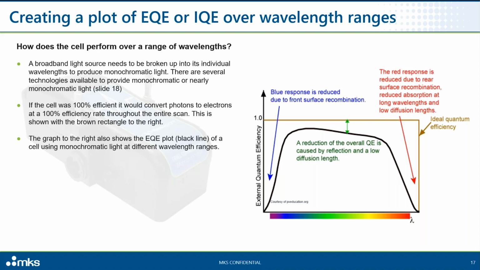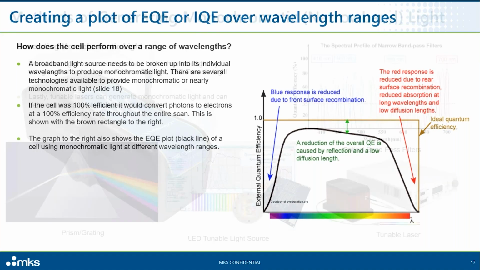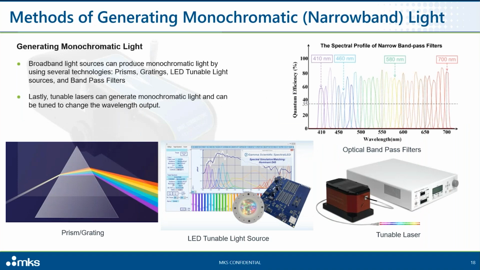So there are many different ways to actually produce the monochromatic light coming into your cell. And in this case, these are just very well-known technologies. You could use prisms, gratings, LED tunable light sources. You can even use bandpass filters. Each of those bandpass filters can be fairly narrow, so you can use it as a sort of point of light energy, and then you can build out your EQE graph using these multiple different bandpass filters.